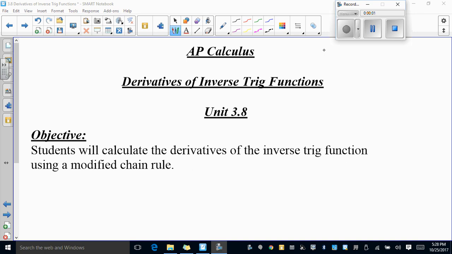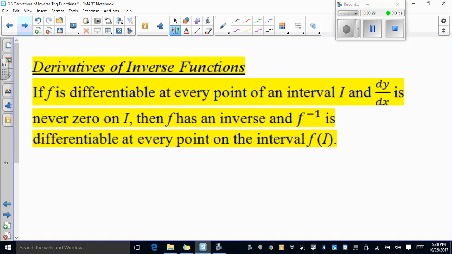Unit 3.8, students will calculate the derivatives of the inverse trig function using a modified chain rule. So derivatives of inverse functions, this is going to be really kind of confusing, but they just say if f is differentiable at every point on its interval and dy/dx is never 0, it's because we'll be playing with fractions, on the interval, then f has an inverse, and f inverse is differentiable at every point on the interval.